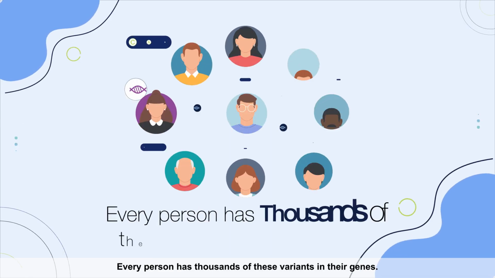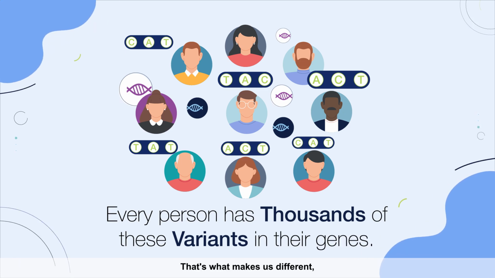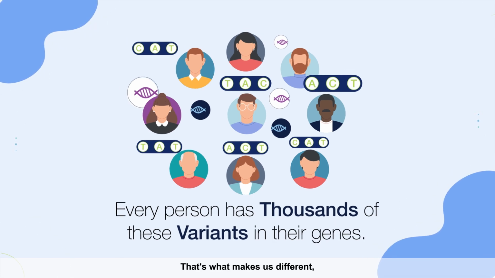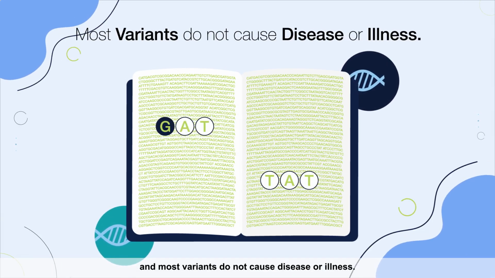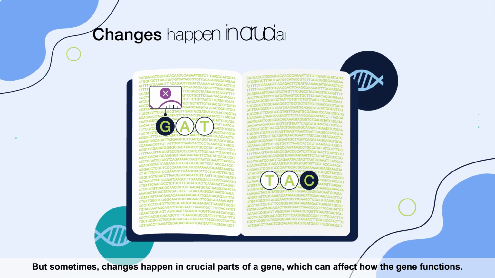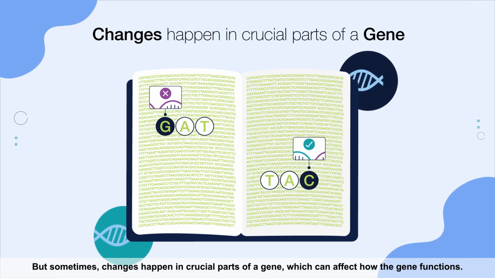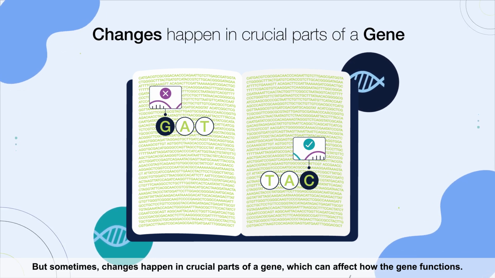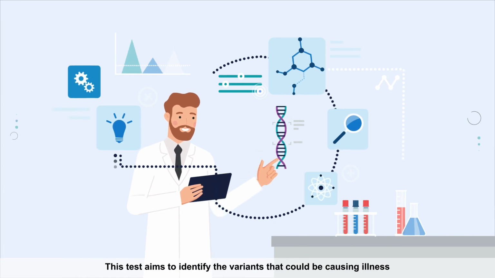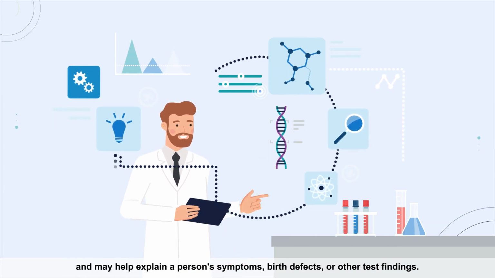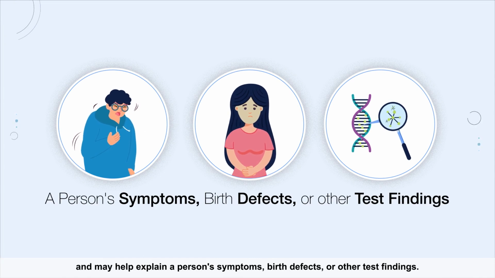Every person has thousands of these variants in their genes. That's what makes us different. And most variants do not cause disease or illness. But sometimes, changes can happen in crucial parts of a gene, which can affect how the gene functions. This test aims to identify the variants that could be causing illness, and may help to explain a person's symptoms, birth defects, or other test findings.